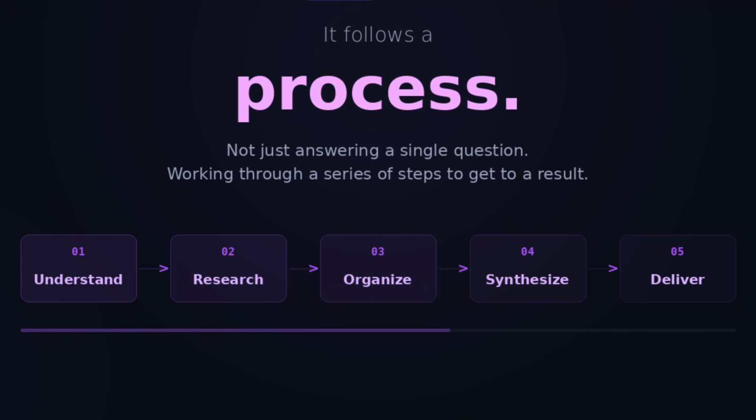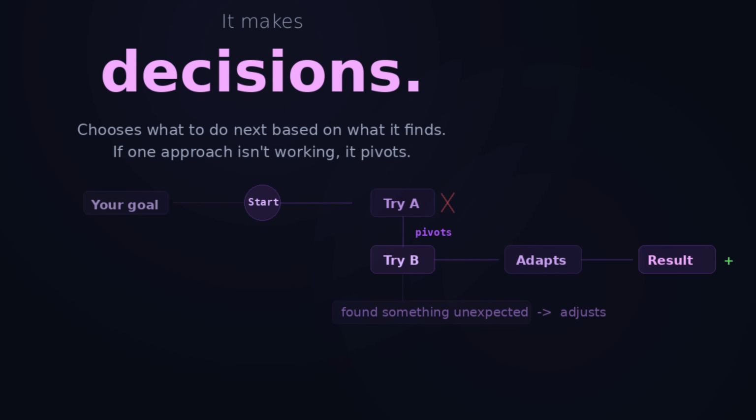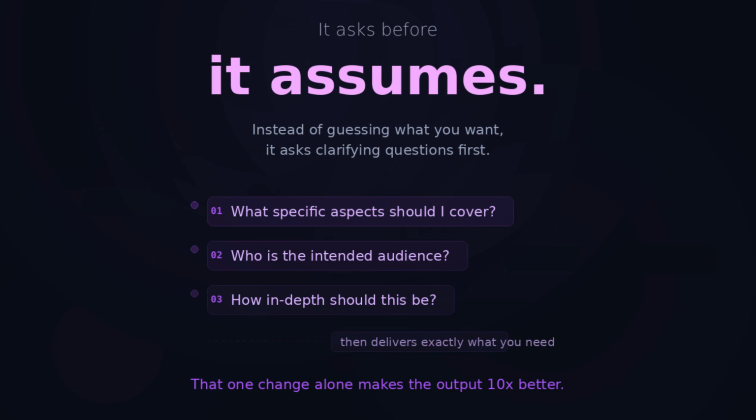So what specifically makes something agentic? 3 things. First, it follows a process. It's not just answering a single question. It's working through a whole series of steps to get a result. Second, it makes decisions. It chooses what to do based on what it finds along the way. If one approach isn't working, it pivots. If it finds something unexpected, it adjusts. Third, it asks before it assumes. Instead of guessing what you want, a good agentic workflow will ask you clarifying questions first. That one change alone makes the output 10 times better.